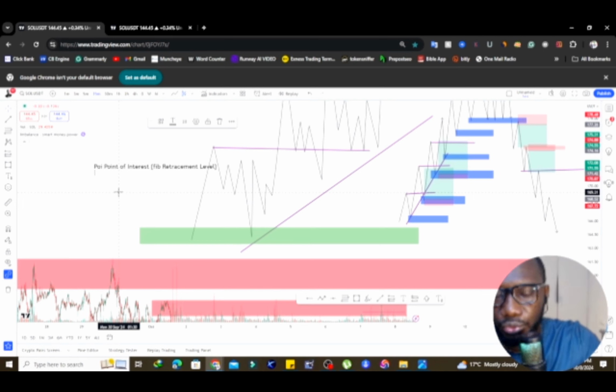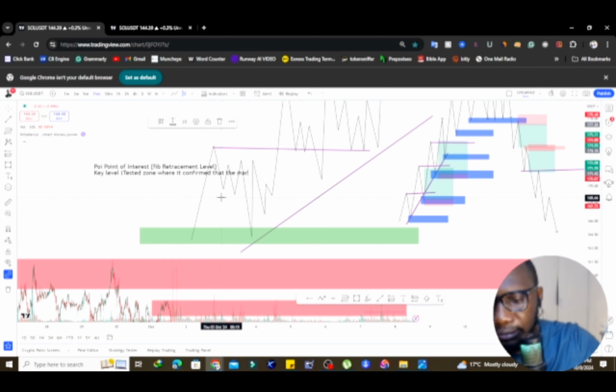And number two, you can look at it from a key level. A key level is basically a tested zone where it is confirmed that the market had moved from in the past, with strong momentum. Let's add that to it.